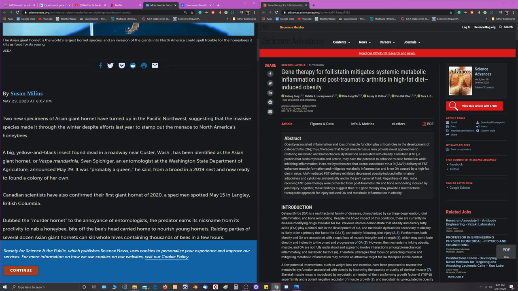So let me get a drink of water here. Okay. Two new specimens of Asian giant hornet have turned up in the Pacific Northwest, suggesting that the invasive species made it through the winter despite efforts last year to stamp out the menace to North America's honeybees. A big yellow and black insect found dead in a roadway near Custer, Washington, has been identified as the Asian giant hornet, or Vespa mandarinia.